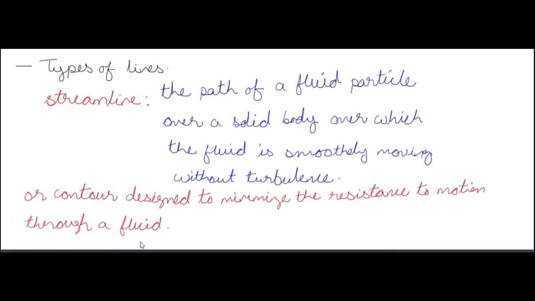So two definitions are here. First of all, this is the path of fluid particles over a solid body over which the fluid is smoothly moving without turbulence. Now path line.